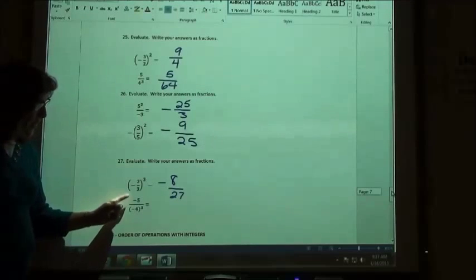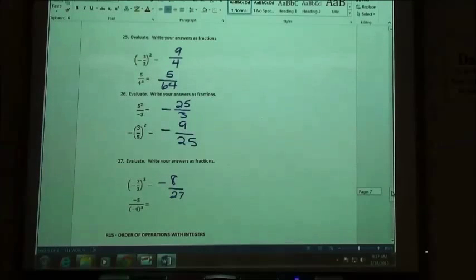Now, this one here, you maybe can figure out if it's going to end up being positive or negative without going through all the work. Let's see what you think. On that one there, am I going to end up with a positive or a negative? Positive. We're going to end up with a positive.